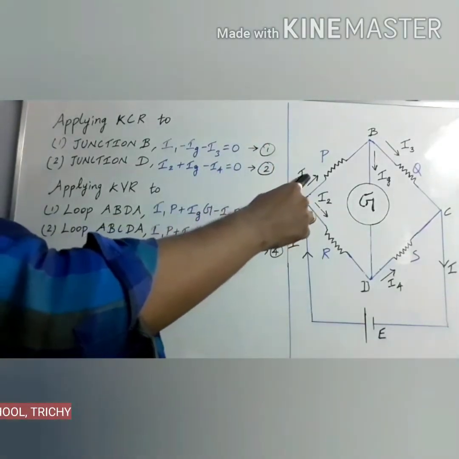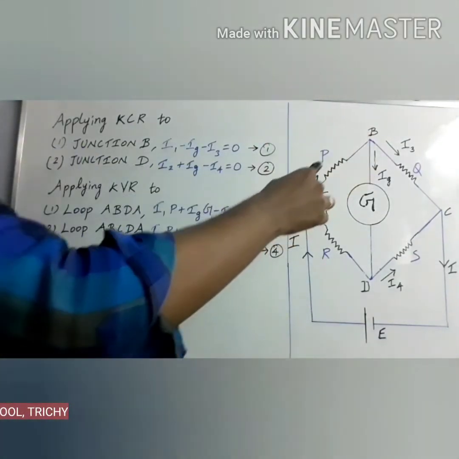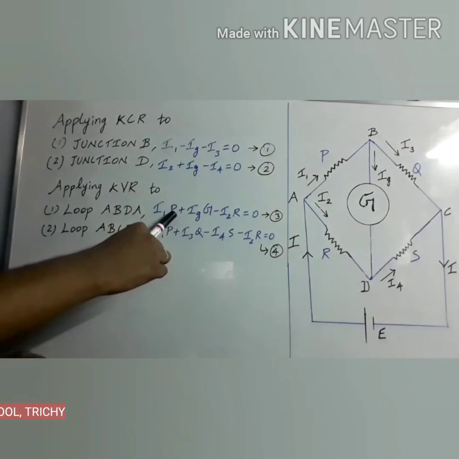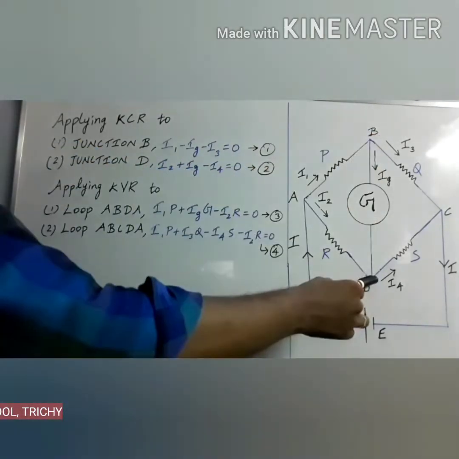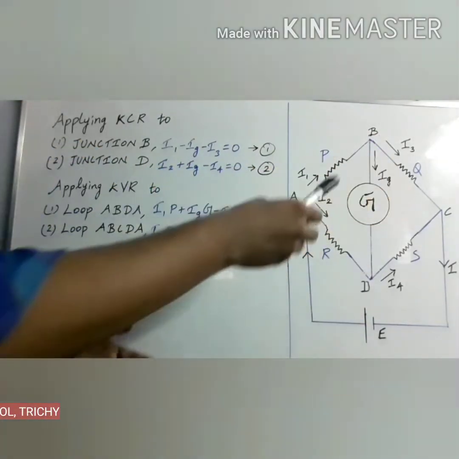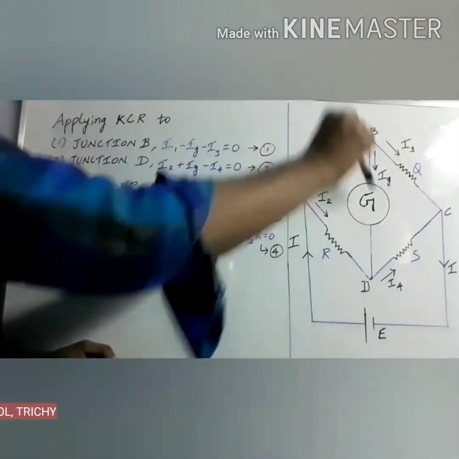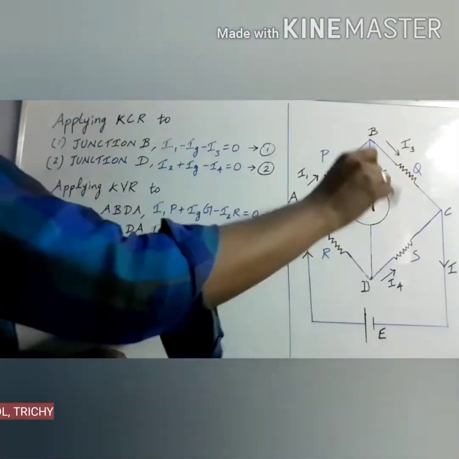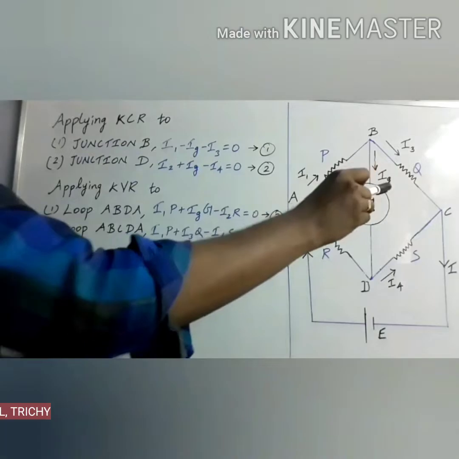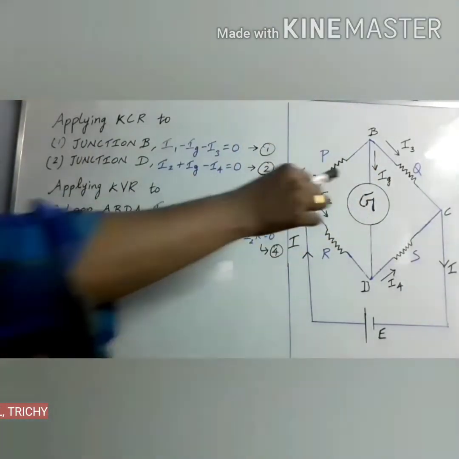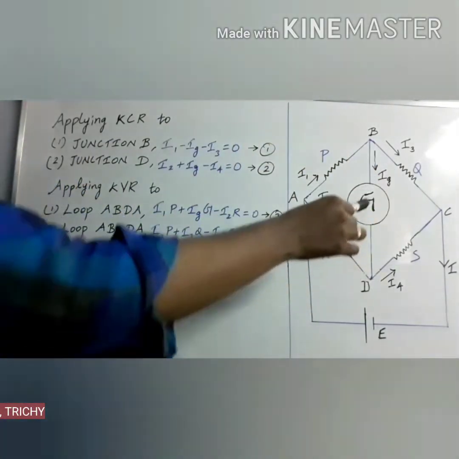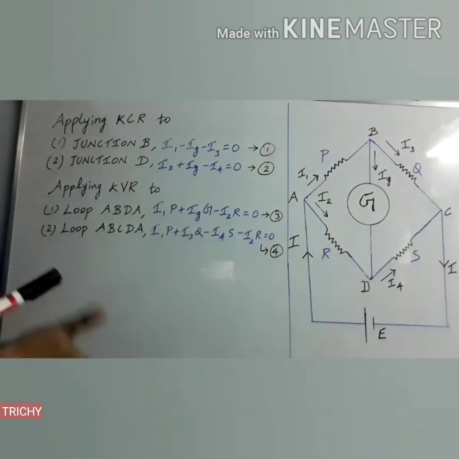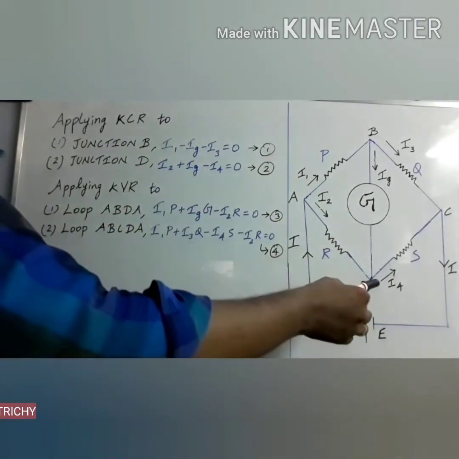So the product of the current and the resistance in this part is I1 into P. The second part is B to D. Here what is the current? Ig is the current, and it's also flowing from B to D. The direction of the loop is B to D, and the direction of current is also in the same direction, so Ig also will get the positive value. So the product of current and resistance is Ig into capital G, which is the resistance of the galvanometer.